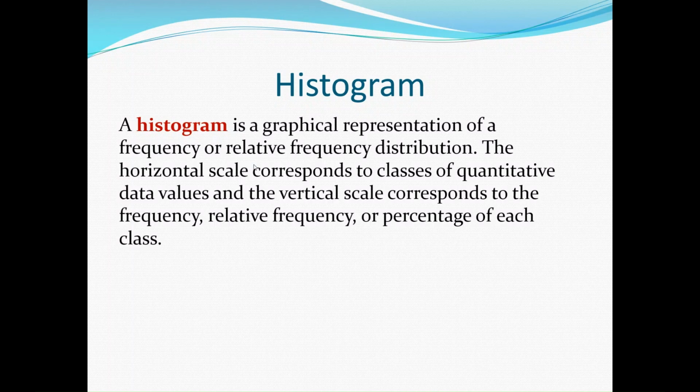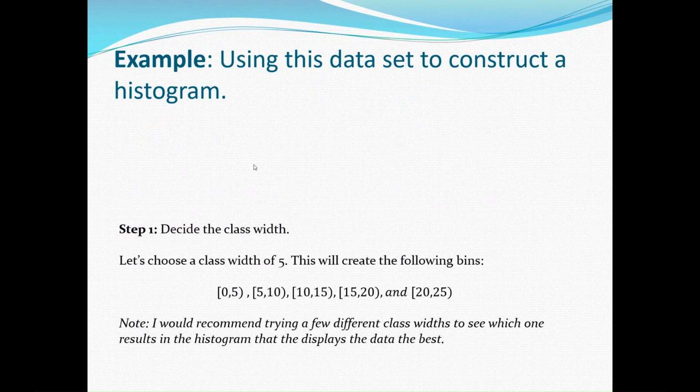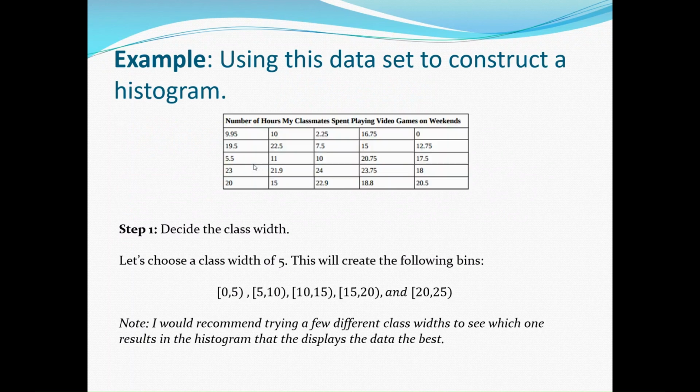Well, let's go ahead and take a look here at an example. So we're going to use this data set right here in order to create a histogram. This data set is the number of hours that classmates spent playing video games on weekends. So this is just a made up data set here. And so in step one, we need to decide the class width, or bin width. You can call it either one, class width or bin width. And our data here only goes from about 0 hours to 23.75 hours.